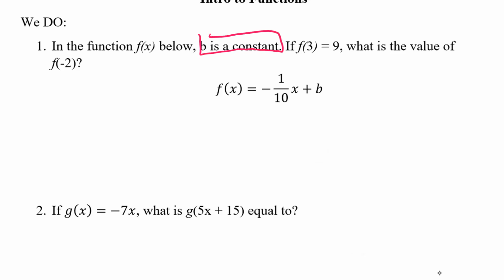If f of 3 equals 9, so remember this input here is x, so when x is 3, our output is 9. And then we've got, what is the value of f of negative 2? So at the end of the day, we're going to be looking for what's f of x when we put in negative 2. So we're going to start with the value we know, f of 3. And we know that value is equal to 9 when x is 3.